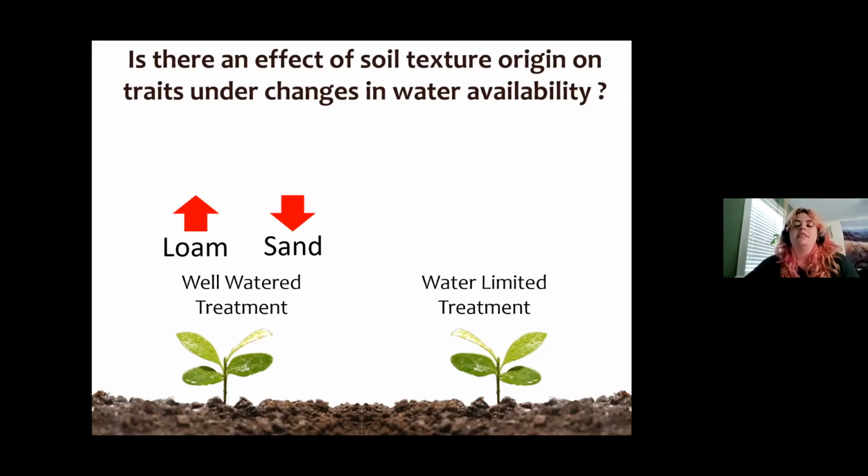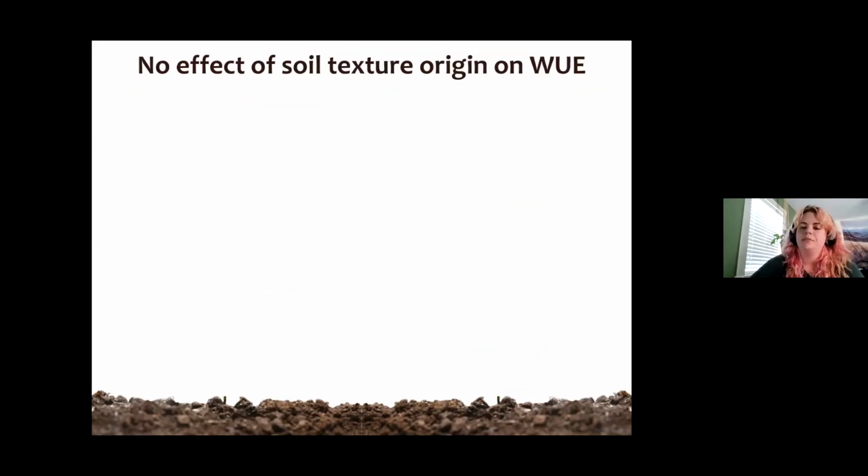And for the water limitation treatment, we expect the opposite, right? Because populations sourced from sand soil textures have potentially adapted to compensate for a limited water supply. So we expect populations that originated from sand will have a greater water use efficiency and a greater root to shoot ratio relative to our loam populations.